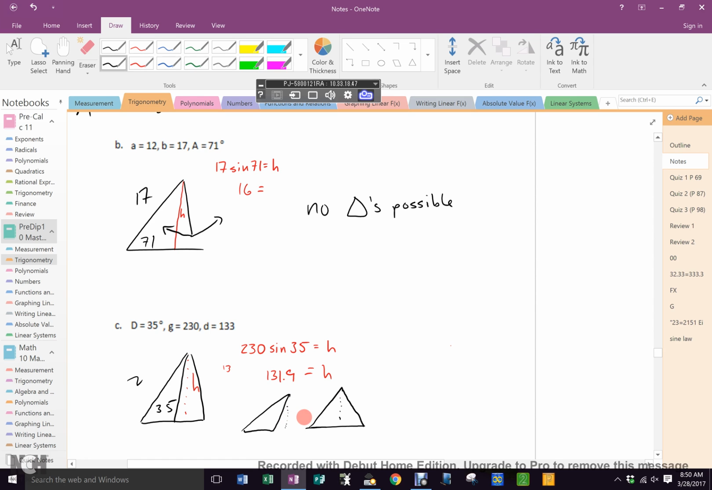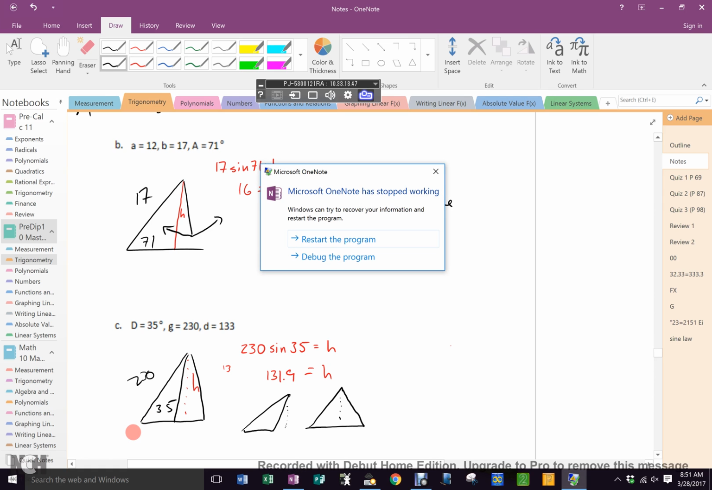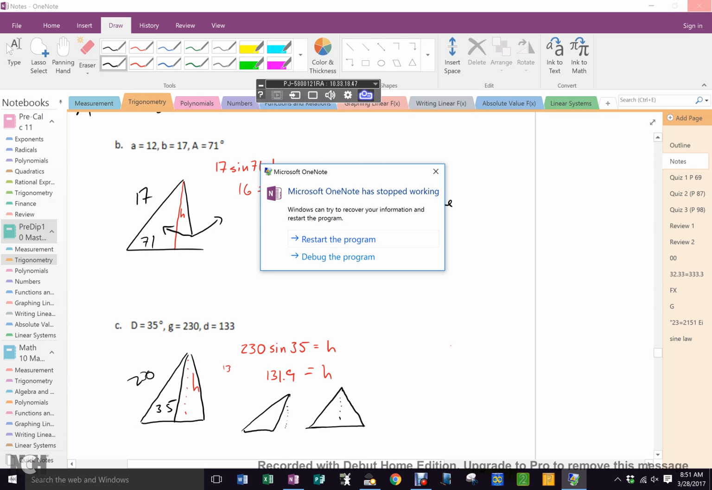Does everybody understand? What if this was 233? Then how many triangles could I have? Just one. And where would it have to be? Way out to the side, right? Because if I brought it back this way, it would be longer than my 233, and I couldn't make a triangle. Is everybody cool with sine law and all of its permutations?